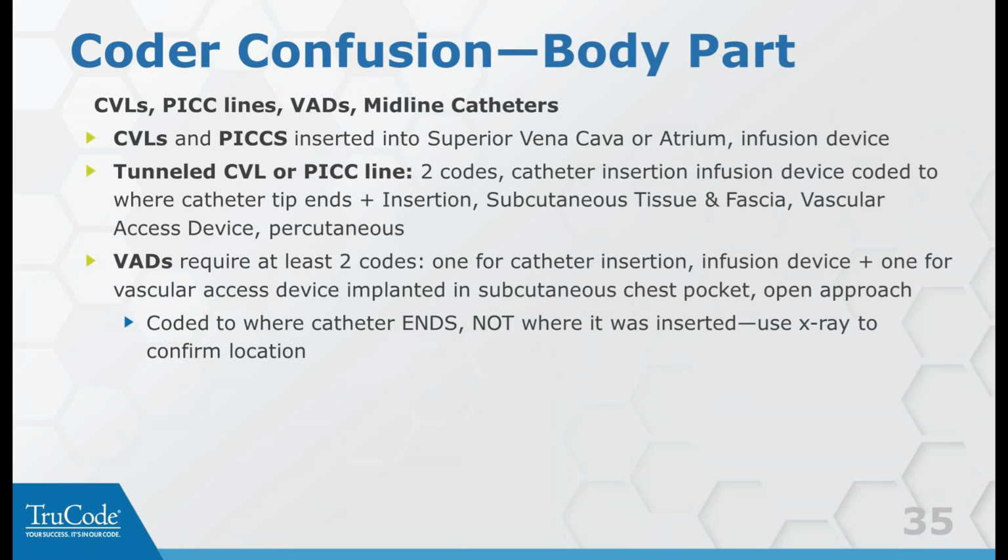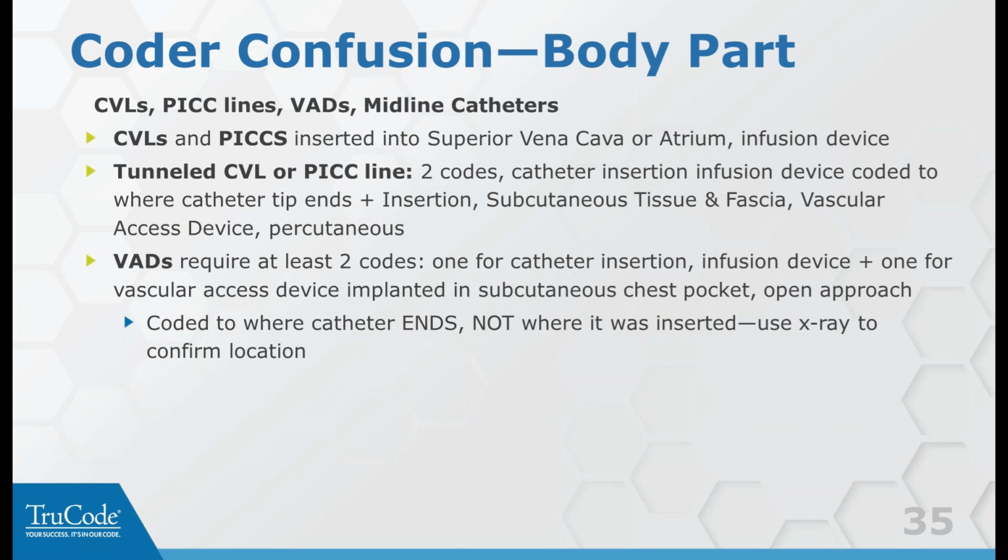CVLs and PICC lines are inserted into the superior vena cava or the atrium, and those are coded to device character infusion device. They're inserted in a different place, but they end up in the same place. And there's a lot of stuff out there in Coding Clinic and elsewhere that you are coding those to where the catheter tip ends, and that is the superior vena cava or atrium.